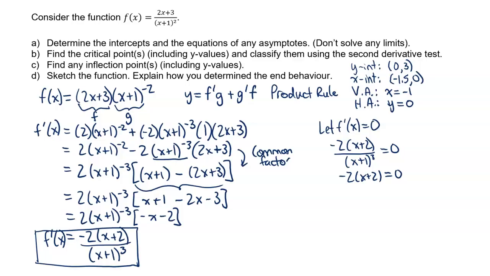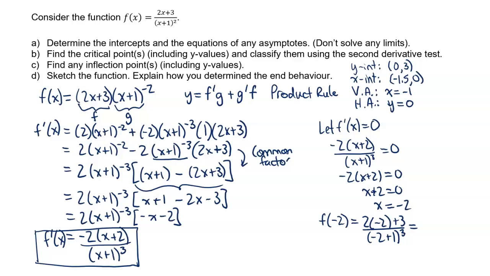That's also 0 divided by -2 is still 0. So x plus 2 is equal to 0. So the only critical point here that I have is x equals -2. So now I sub that into my original function. So f of -2 is equal to 2 times -2 plus 3 all over -2 plus 1 cubed.